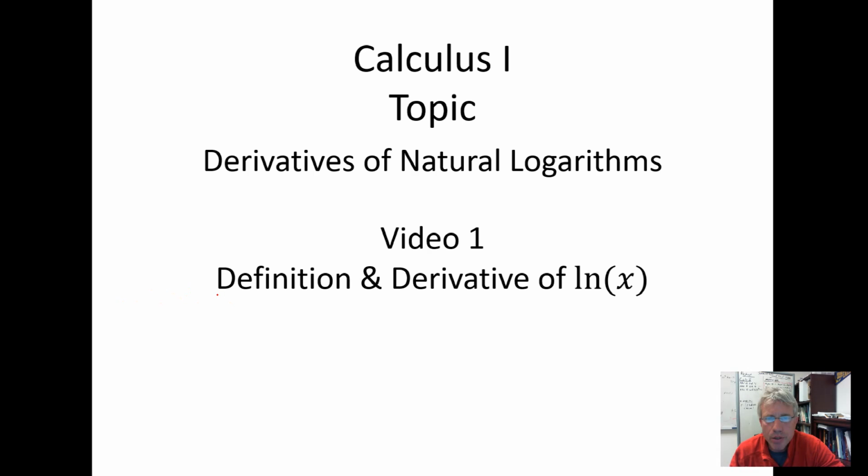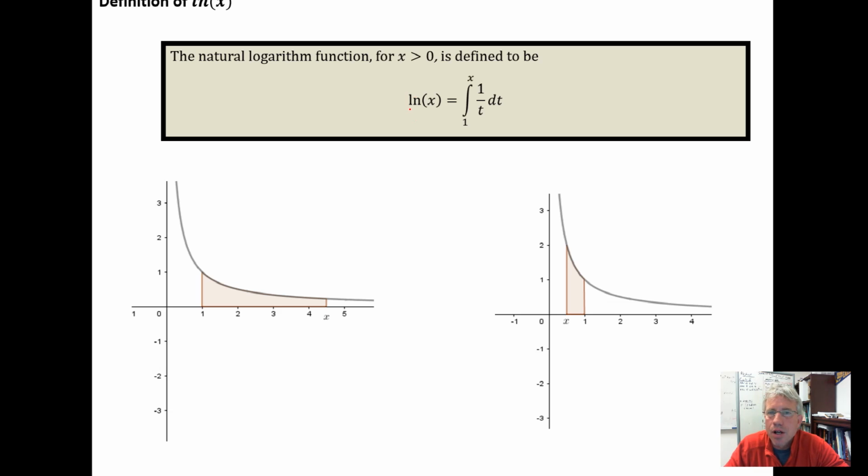So in this video we're going to define the natural log function and identify what the derivative of the natural log is. So the natural log function is a function you would have seen in a pre-calculus course. In pre-calculus they would have defined the natural log function in terms of exponents base e. In calculus we define the natural log function as the signed area under the curve of 1 over t.